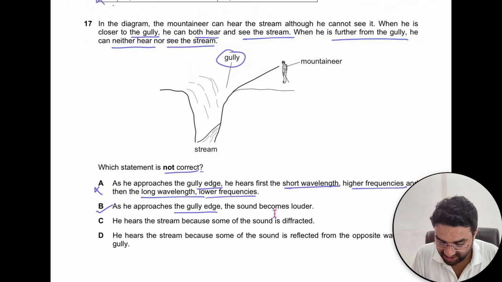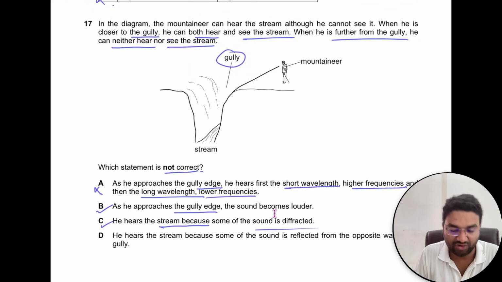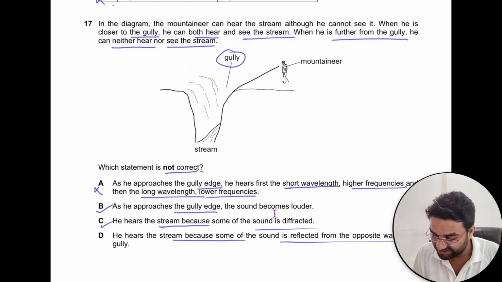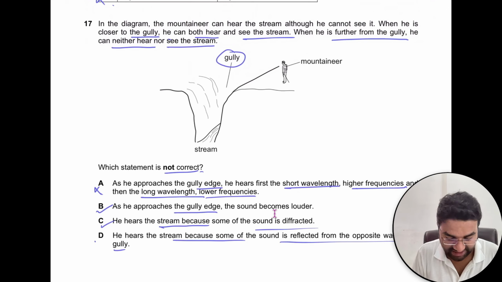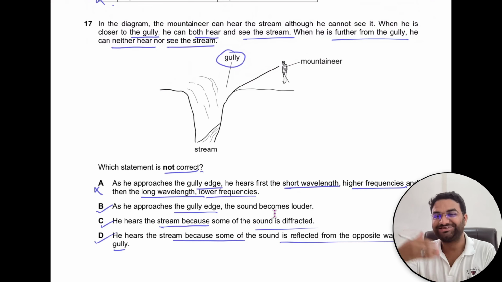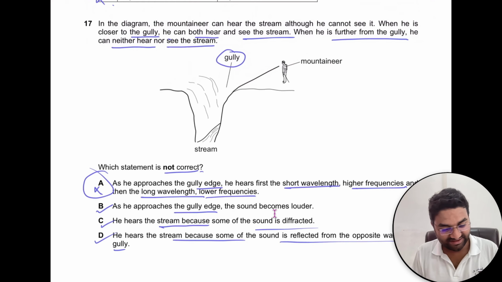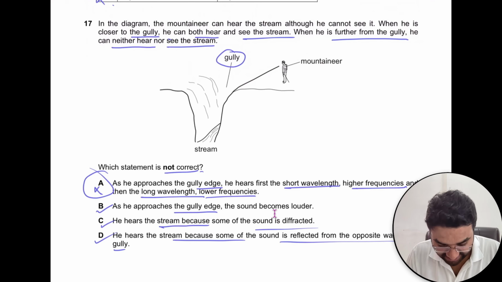And he hears the stream because some of the sound is diffracted. Yes, of course, because of long wavelength. Fine. He hears the stream because some of the sound is reflected from the opposite walls of the gully. Yeah, that's also true. All right. So the answer, which is not correct, that is the A one. Fine. So A is the option you have to write in this case.